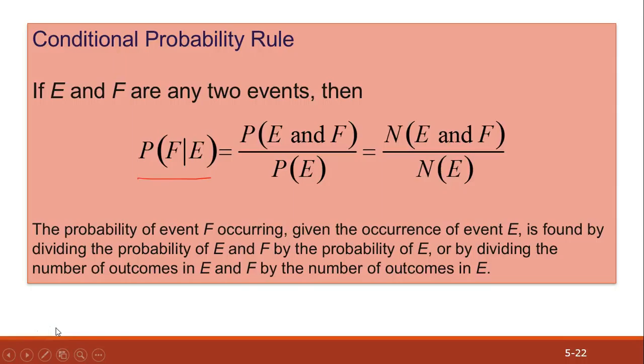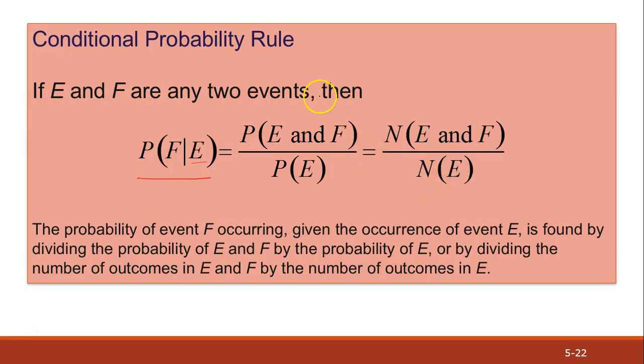So here's our conditional probability rule. If E and F are 2 events, then the probability of event F occurring given the occurrence of event E, this is how we compute it. We'll find the probability of E and F and divide it by the probability of E. Or you can say the number of outcomes of E and F divided by the number of outcomes of E.